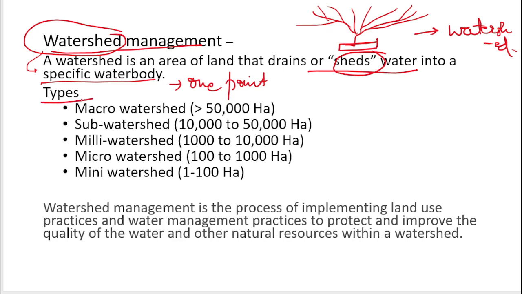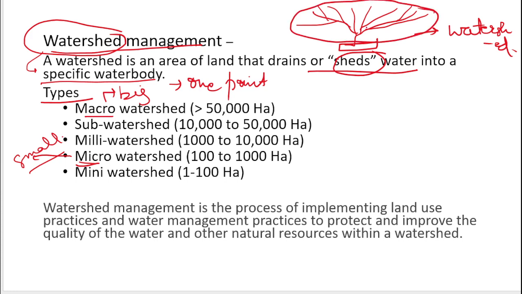Now, types of watershed. The first one is macro. Macro means big, and micro means small. I hope you all know it. So what is a macro watershed? If the catchment is more than 50,000 hectares. What is a catchment? This whole area is the catchment, where the water from these sources can be used. Where the water from these sources is coming is the catchment.